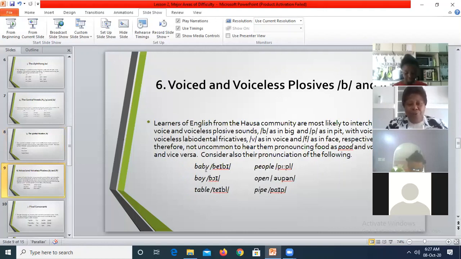The next area of difficulty we shall examine is the voiced and voiceless plosives. The voiced plosive is b as in boy. The voiceless plosive is p as in paper. Many times, learners of the English language, especially the Hausa people, do not realize the p sound. They will likely replace it with f. And sometimes the b sound may be replaced with v, as in voice. You must not imitate this erroneous pronunciation. Your own pronunciation must be correct.